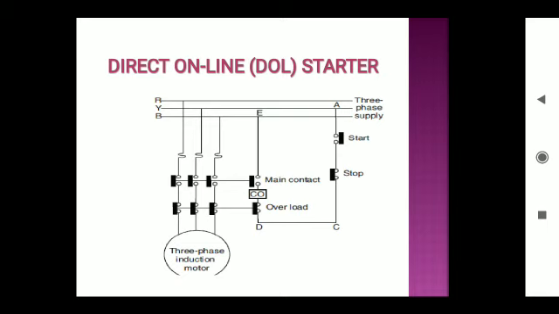When the stop switch is pressed, the supply through the contactor coil is disconnected. Since the contactor coil is de-energized, the main contacts and auxiliary contacts are opened, the supply to the motor is disconnected, and the motor is stopped.